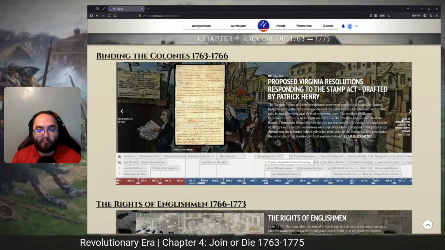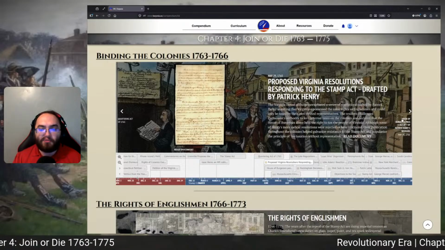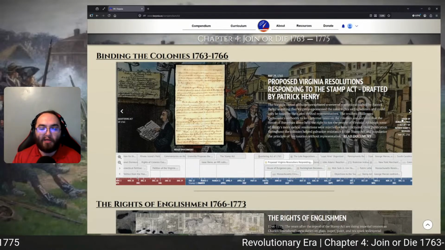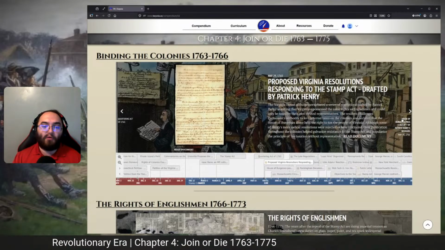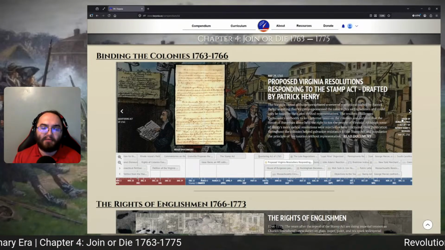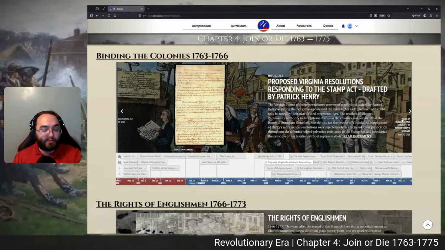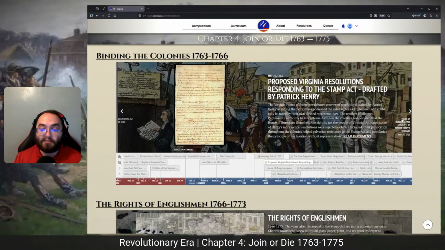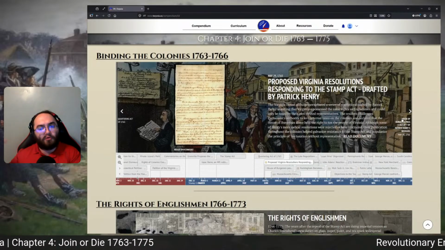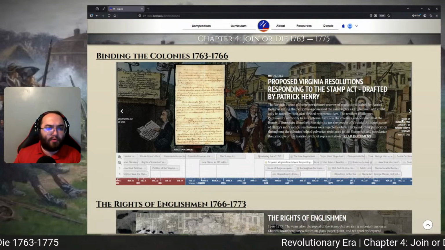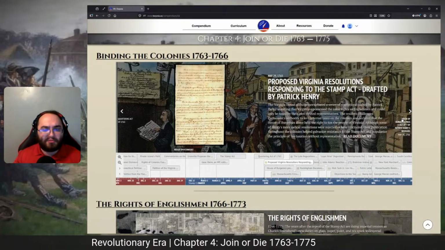So the House of Burgesses, which is the Virginia General Assembly of the colony of Virginia, debated a series of resolutions drafted by Patrick Henry, asserting that Virginians possessed the same rights as Englishmen, and could only be taxed by their own elected representatives. The resolves challenged Parliament's authority to levy internal taxes, which they called the Stamp Act, as an internal tax, as opposed to most of the duties, which are external taxes, taxes on trade. It's basically just a tariff or a tax on, like a sales tax.